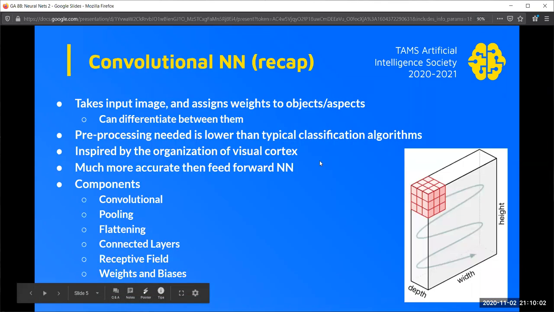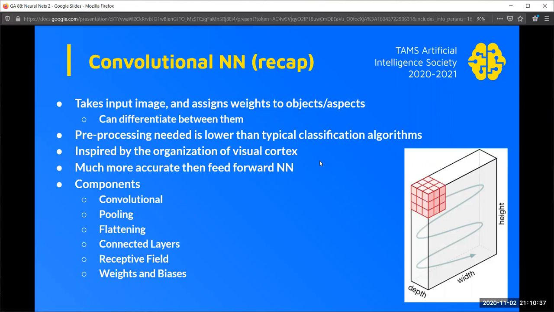Last time we left off in the middle of the convolutional neural network, sorry for that. Convolutional neural networks take your input image, and you assign weights to objects or aspects of it so it can differentiate between them. It can differentiate between things in the image, the different objects or aspects. Like if you have blue sky and green grass, it can say, oh, this is a different color than this.